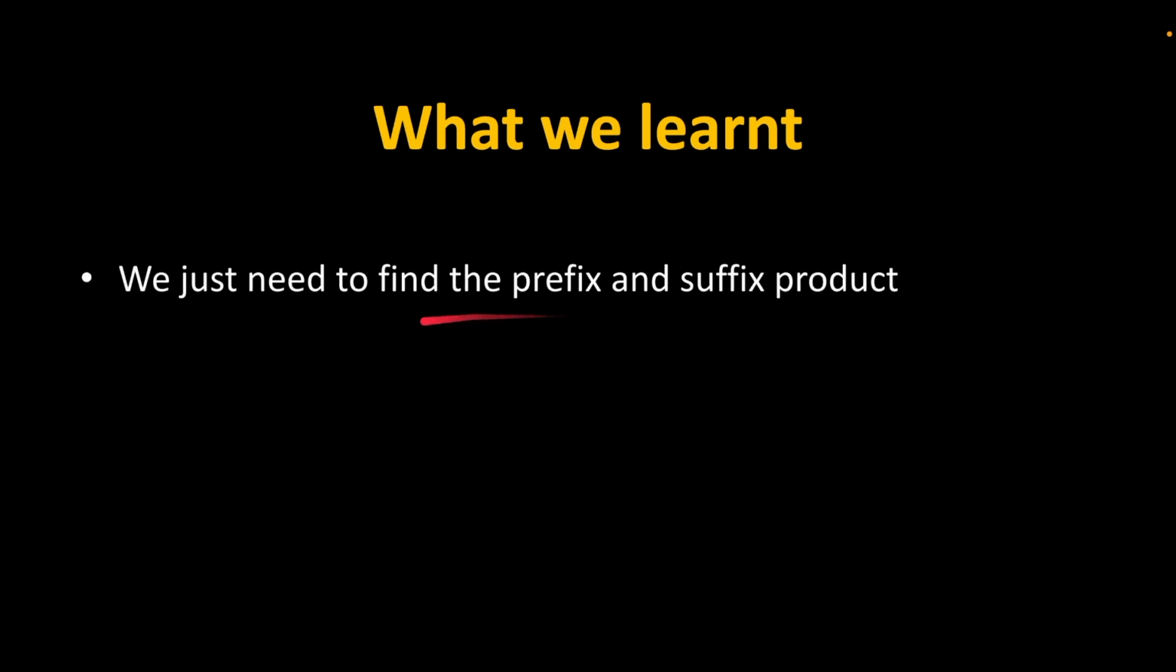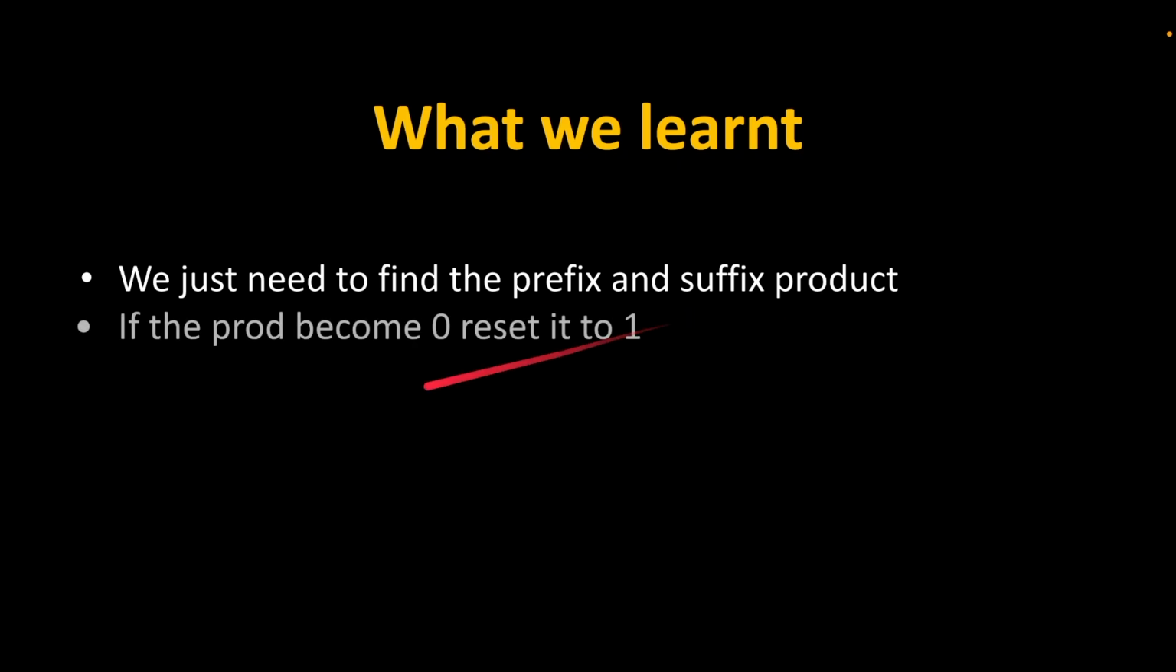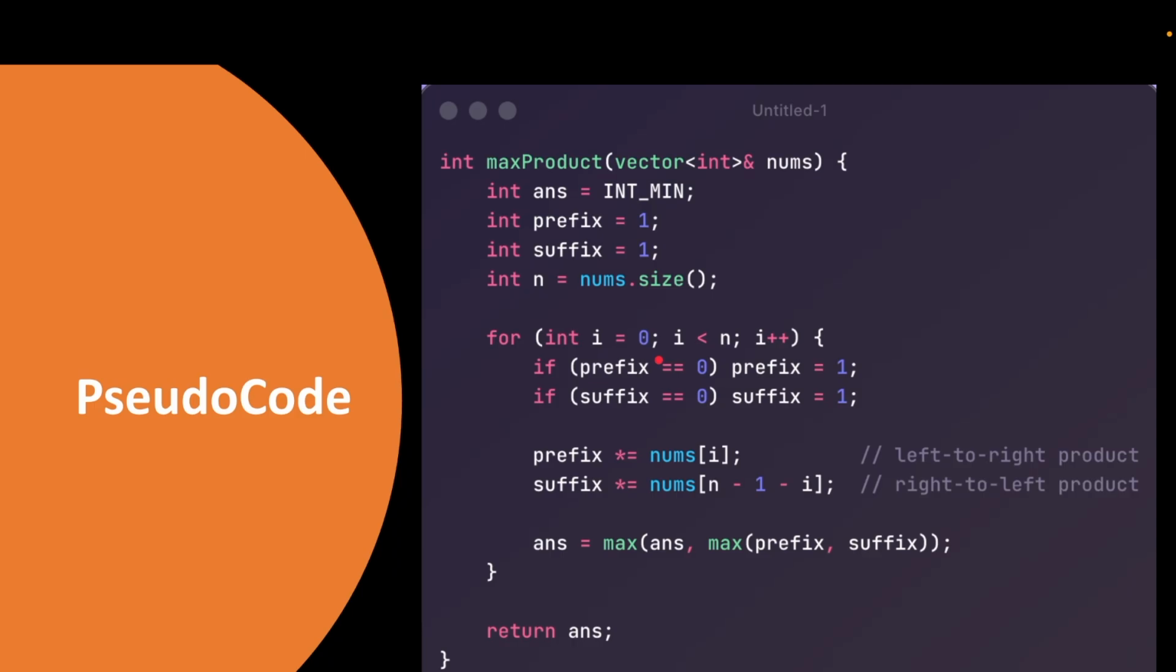So what we learned is we just need to find the prefix and suffix product, and the max of that for every index will give our answer. And if the product becomes 0, we just reset the product to 1. So this is our pseudocode.